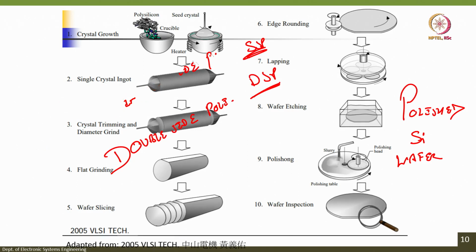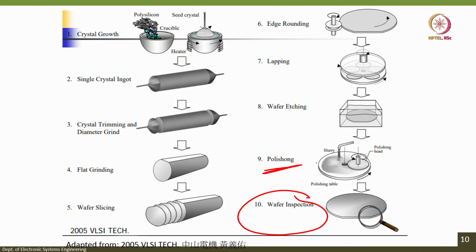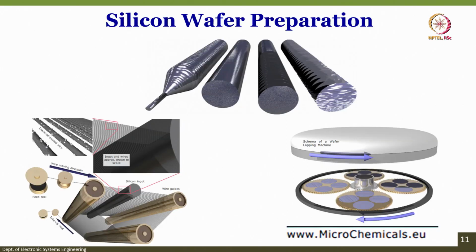If it is double side polished, it is costlier compared to a single side polished wafer. If the wafer diameter is larger, it is also costlier. For creating this polish, before polishing there are steps like edge rounding, lapping, wafer etching, and then polishing, and then finally there is wafer inspection. I am sorry about the spelling, please read it as polishing. And finally, you have wafer inspection, to check whether the wafer is correctly developed from the single crystal ingot.